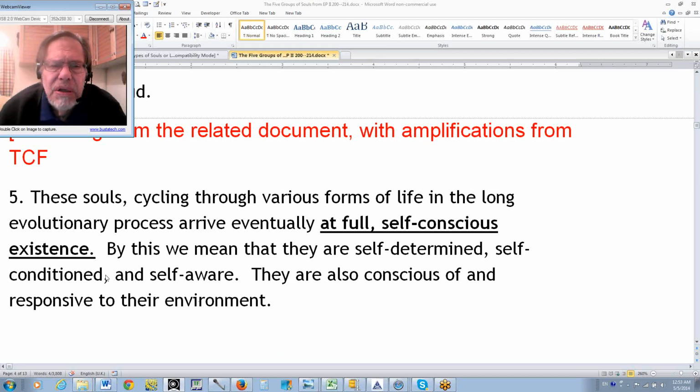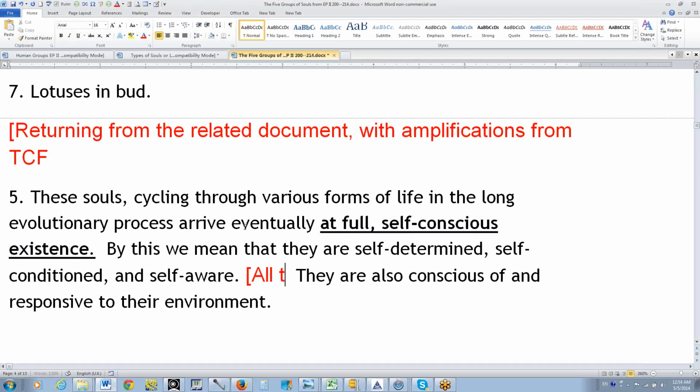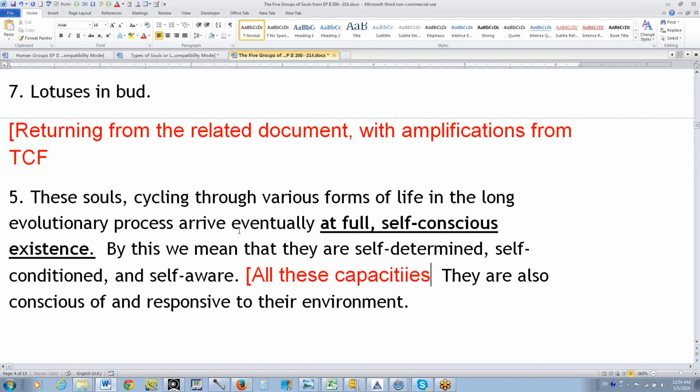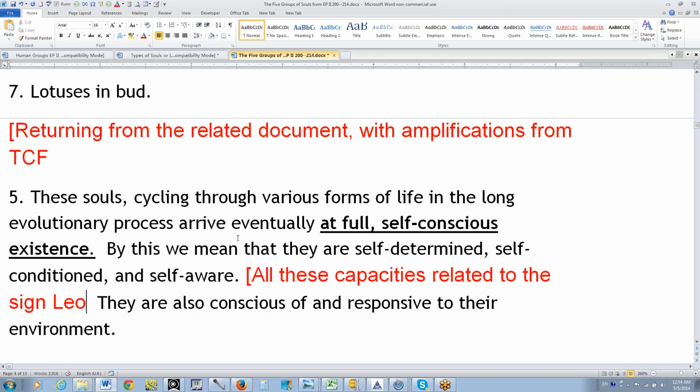They have the will. This is all related to the sign Leo. Notice the connection: self-determination, self-conditioning, and self-aware. So all these abilities or capacities are related to the sign Leo. They are also conscious of and responsive to their environment. So they have this outgoing sentiency as well as an inner self-awareness.